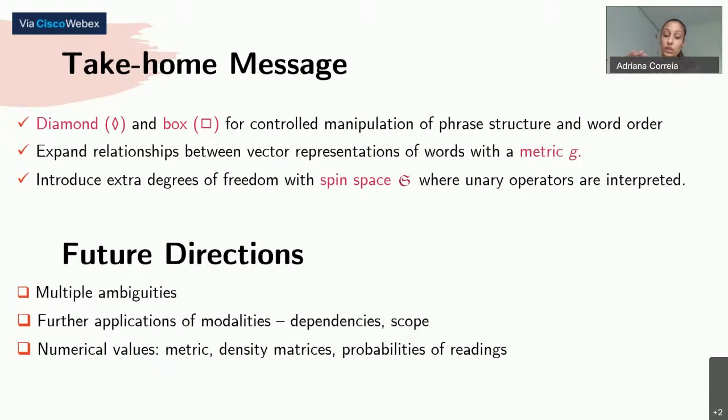So with a bigger spin space, that would mean that the raising operator would be allowed to raise the spin state further. But we also want to see if this works with other applications of modalities, such as dependencies and the scope of the application of certain functional words. And finally, the next step is to extract numerical values for the metric and density matrices and the probabilities of these two readings. Intuitively, you might have a feeling of which one is more likely, but how much more likely is it? Okay, thank you.